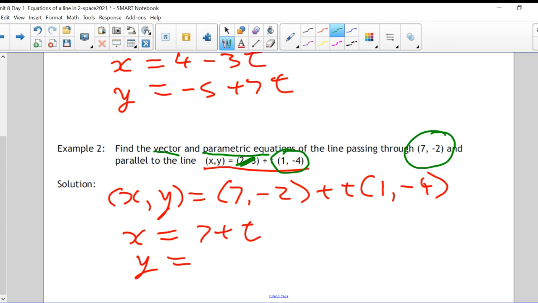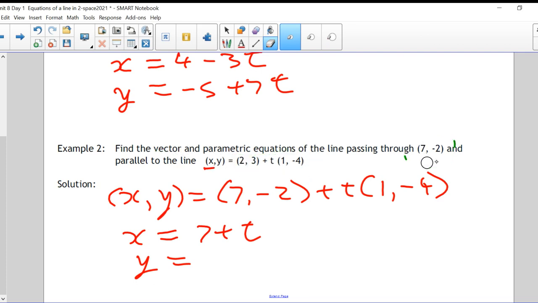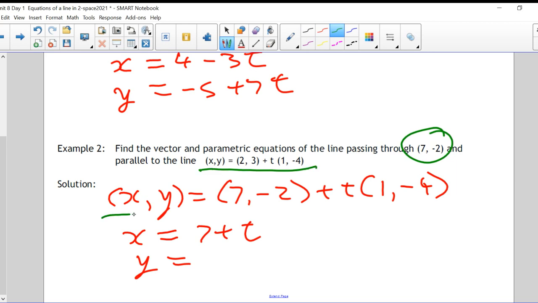We're not using this anymore because here's what the question says. Let's go back and look at the question. The question says to find a vector and parametric equation, the line passing through this point and parallel to this line. And that's why this equation that I wrote down is the equation that we should be focusing on.